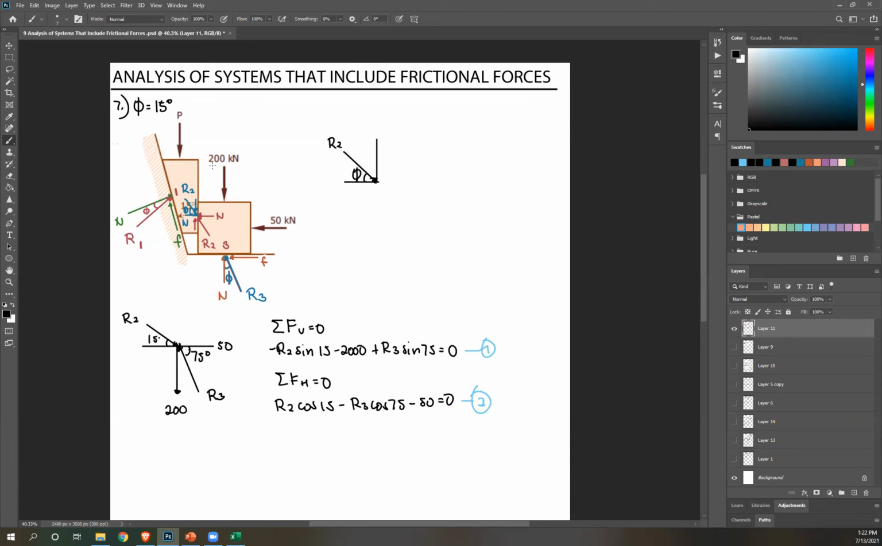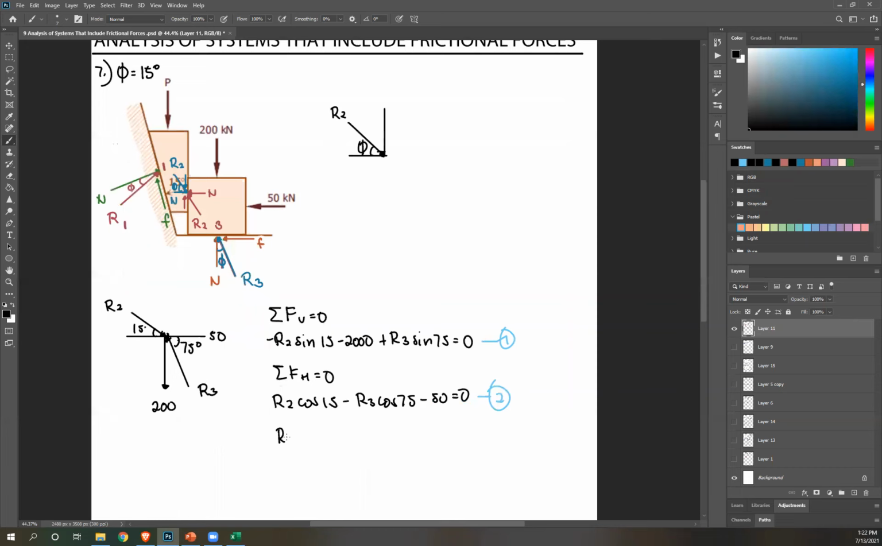Okay, what I need is R2 because that is the unknown in this. And again, we want to know P. So 2 equations, 2 unknowns, you can solve for R2. R2 is just 115.54.